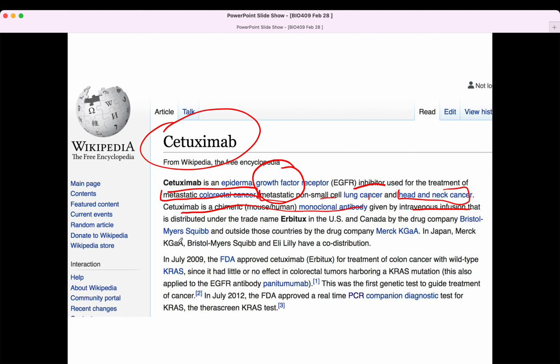Okay, so now check this out. This is the paragraph that's just the memorable paragraph. In July of 2009, so that's 14 years ago, the FDA approved cetuximab for the treatment of colon cancer, and then here's a key thing for us, with wild-type RAS. Okay, so that's a key concept. They said you can use your new drug to treat cancer, but only if the patient has a wild-type RAS.